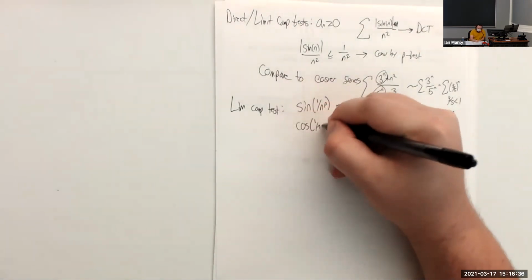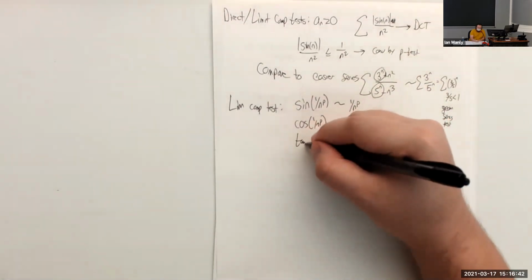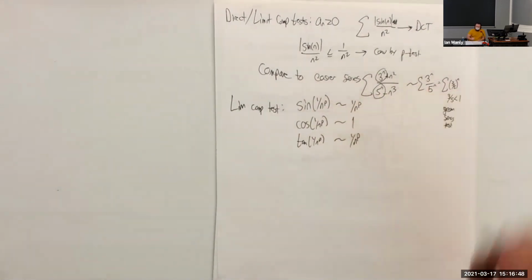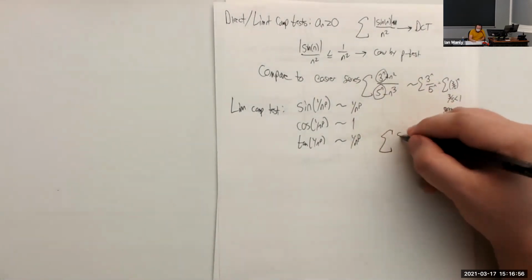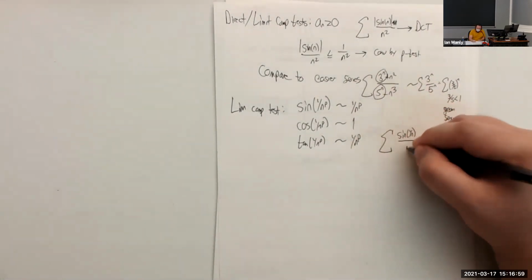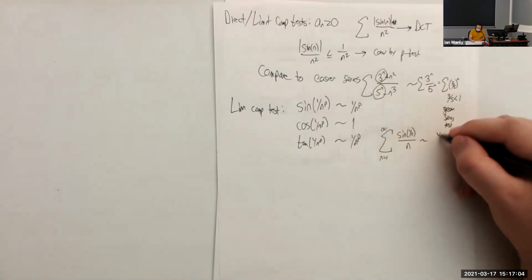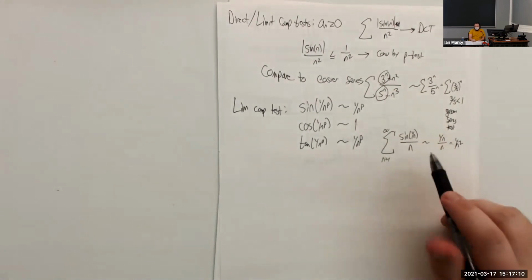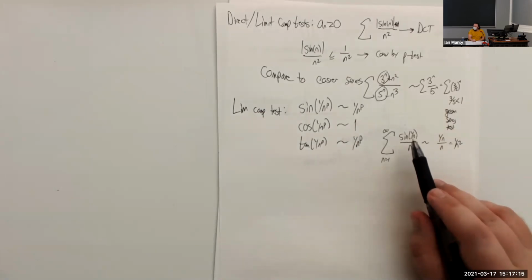With cosine of 1 over n to a power, it doesn't matter what power that is, we just replace it with a 1. And with tangent of 1 over n to a power, when we're doing limit comparison, we can replace that with 1 over n to the p right here. So for example, if we have something like sine of 1 over n divided by n, then we could do a limit comparison to 1 over n divided by n, which would be 1 over n squared. So that would give us the clue that this series is probably going to converge right here.